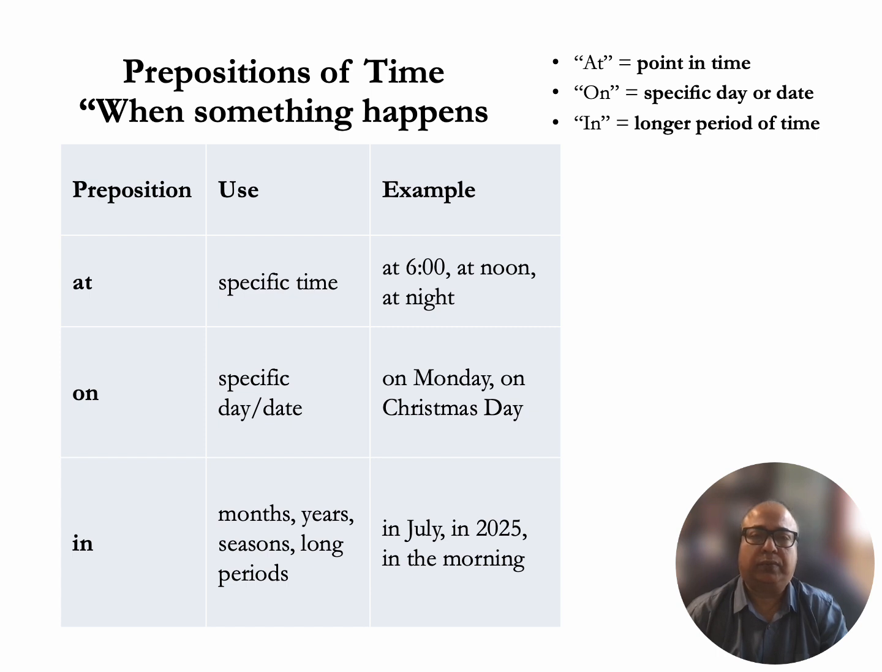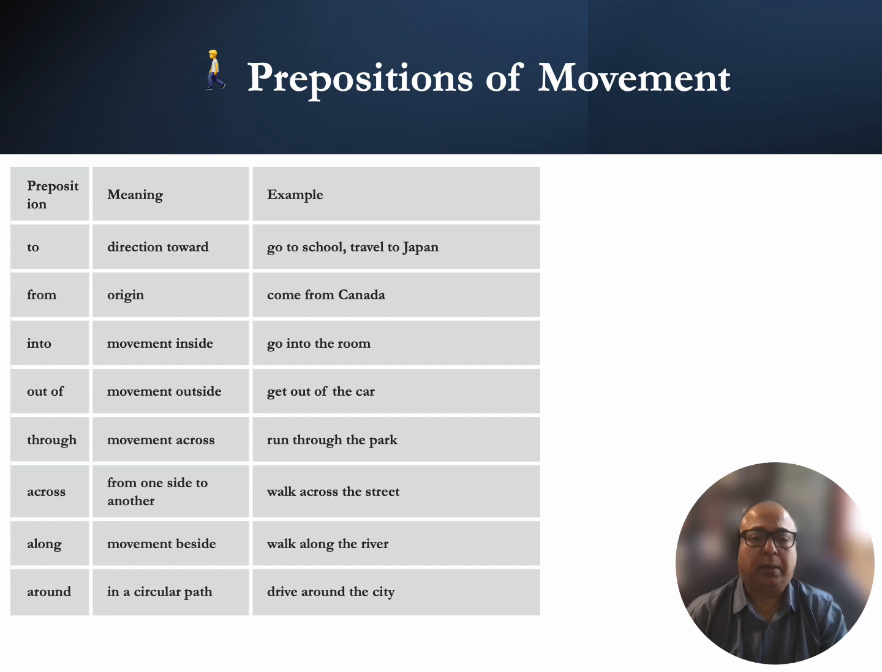In, this preposition is used to describe months, years, seasons, long periods, like in the summer, in the winter, right? In July. So when did you move to New York? In 2025, I moved this year. Or next year, you can say, I moved to New York in 2025. In the morning, I wake up and then I have a banana in the morning. All right? Okay.